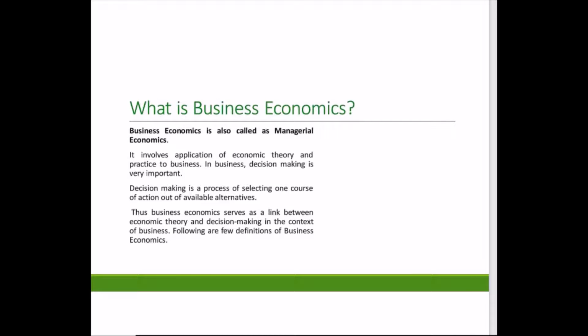So what it says is that economic theory and economic practices together make business economics, which we have studied. So for decision making, business economics is important. Decision making is a process of selecting one course of action out of available alternatives. In decision making there are many courses we have to look at. For example, in commerce, a person who has passed 12th commerce can select 3 to 4 streams.